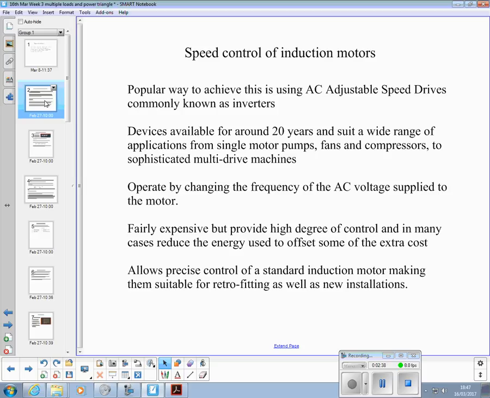They allow for precise control of a standard induction motor, making them suitable for retrofitting as well as for new installations. So in terms of where I used to work, we also had some really complex motors to get a smooth speed control over a range rather than in steps like you'd get with a gearbox. For running the extruder on a blow molder machine, right? So the extruder pushes the plastic through the machine, makes a tube, which is turned into a plastic bottle.